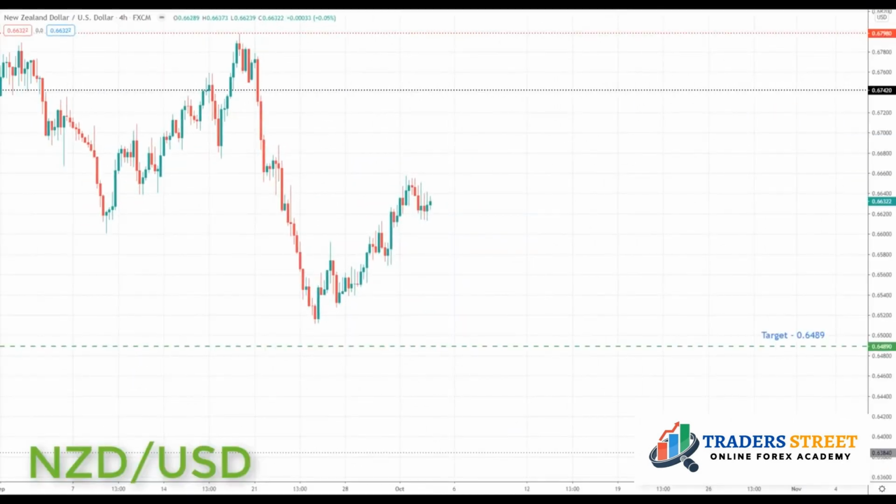So the next market we're going to look at is New Zealand dollar. Now last week we were looking for a correction towards the 0.6742, and we have now had this correction. This sets up a nice opportunity to the downside. We have some space down towards our target here of the 0.6489.